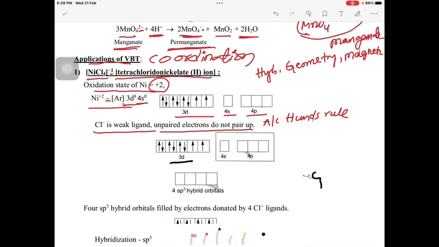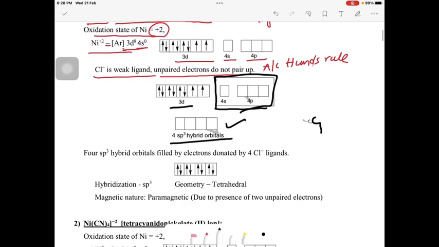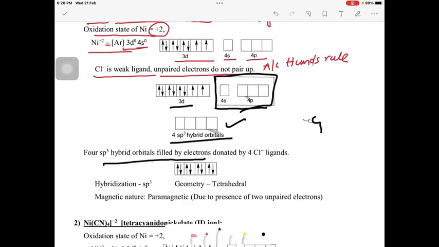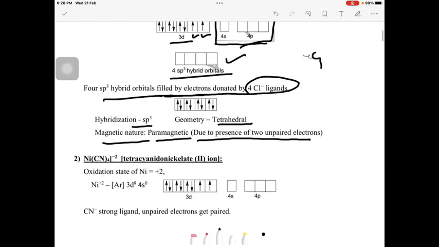Now 3d, 4s, 4p. So now these 4 empty orbitals undergo hybridization, forming 4 sp3 hybrid orbitals. The 4 sp3 hybrid orbitals are filled by electrons donated by 4 Cl minus ligands. Then hybridization is sp3, geometry is tetrahedral. Magnetic property: here there are 2 unpaired electrons, that's why it is paramagnetic, due to the presence of 2 unpaired electrons.